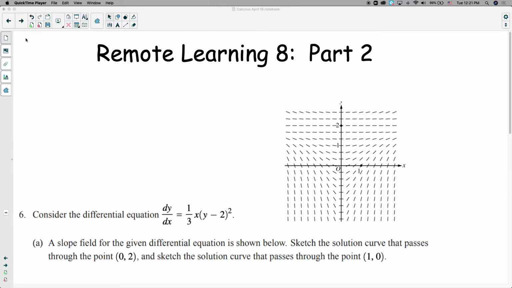All right, welcome to the second half of Remote Learning 8, and we're going to do two free response questions from the AP Calculus AB test, both of which involve a differential equation, and both of which, upon first reading, can be quite scary, I think, mostly due to the terminology and the fact that we're now at a level where each problem is its own lesson.